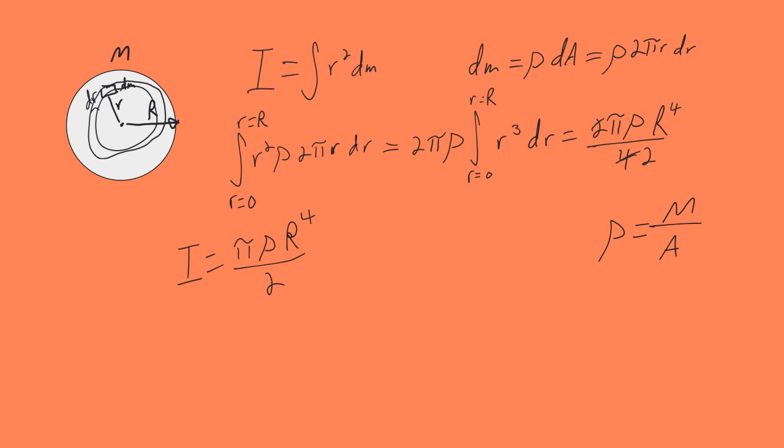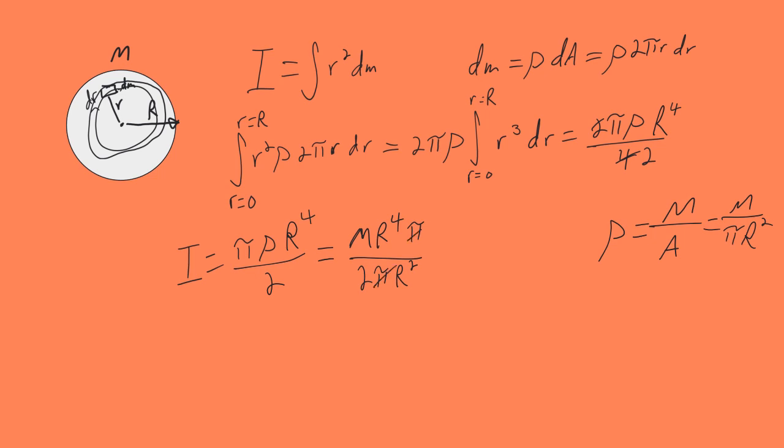So we're going to plug this into our equation, but first we have to figure out what the area of our disk is. So mass stays the same, but the area of a disk, or a circle, is equal to pi r squared. So we plug this back in and we get mass and R to the fourth. Move that pi over, divided by 2 pi R squared.